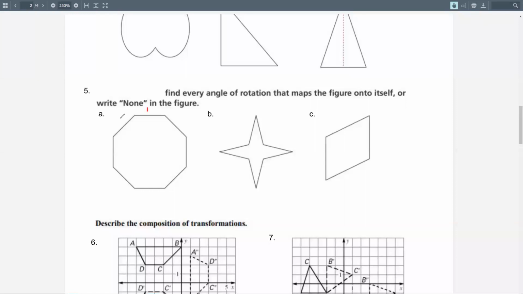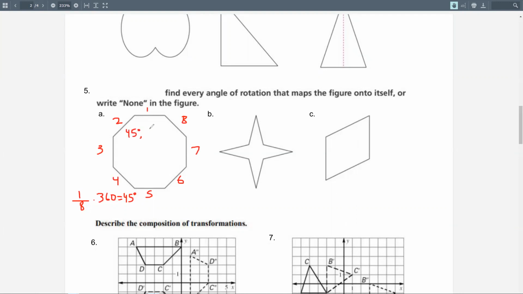So if we were to rotate this one, it's got 8 different sides. Each time we rotate it, those sides are going to match up. If we rotate it all the way around 360, it's going to match up 8 different times. So we have to do 1/8 times 360, and that's going to give us 45 degrees. So one rotation is going to be 45 degrees.